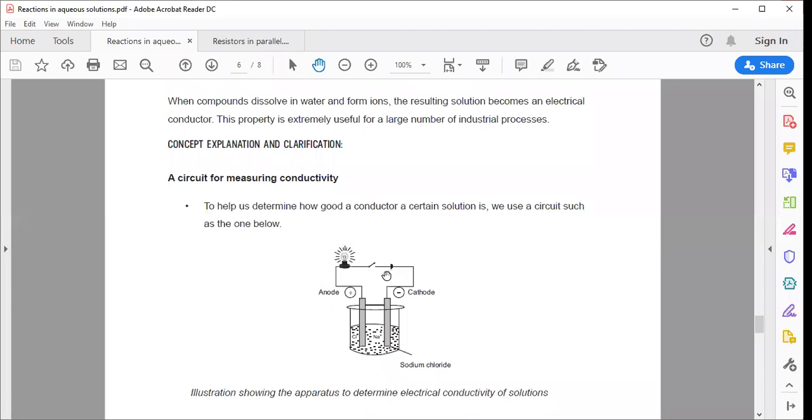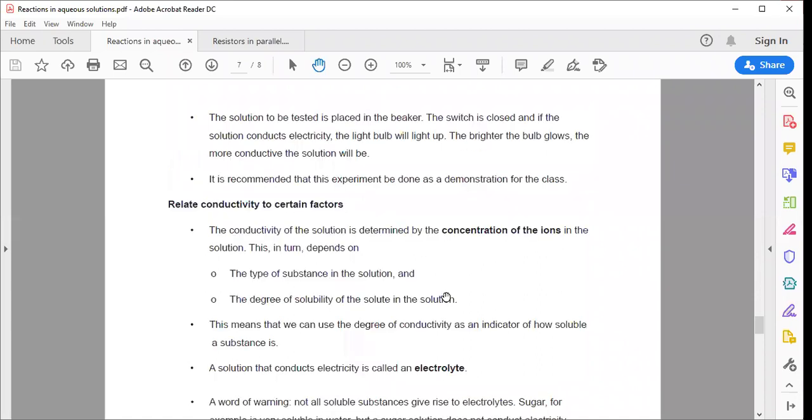That's your battery there. Then you've got a switch. Then you've got your bulb. So the bulb is going to tell you whether current is flowing or not. By it lighting, then you know it's conducting electricity. If it doesn't light, then it means that particular solution is not a good conductor of electricity, or there are no free ions in solution. So this is what you have for that.